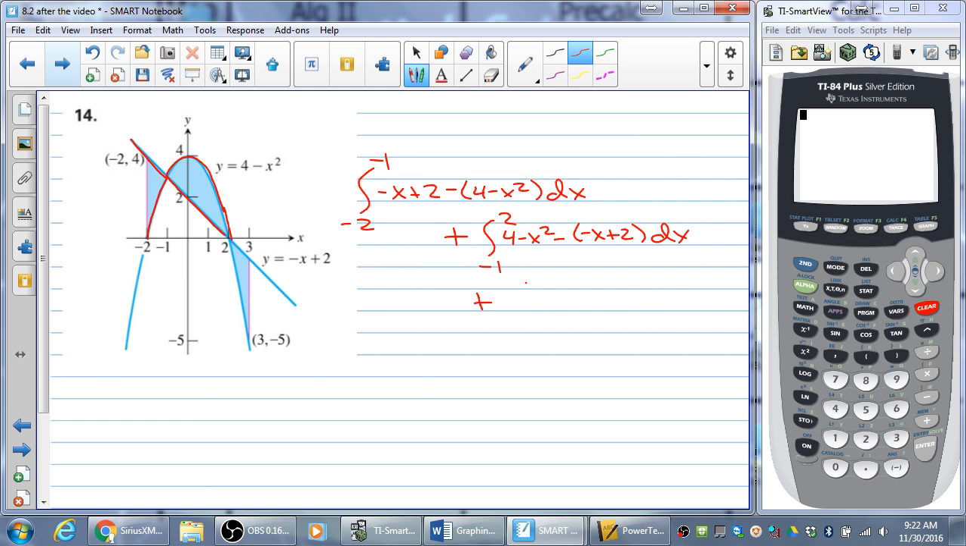And then plus the integral from 2 to 3, I think. Yep, 2 to 3. The line now is the top function. Parabola just became the bottom again. So -x plus 2 minus 4 minus x squared dx.